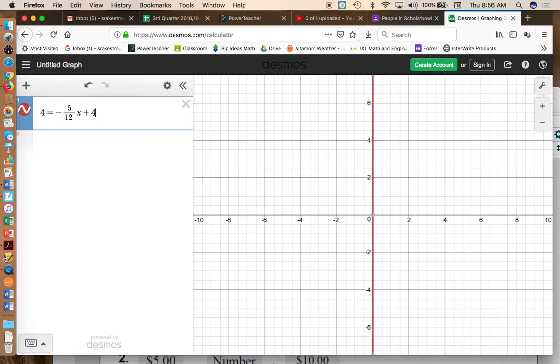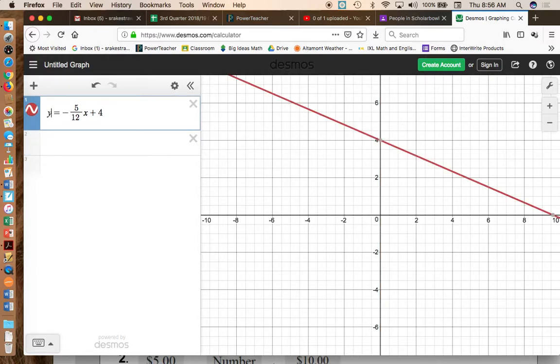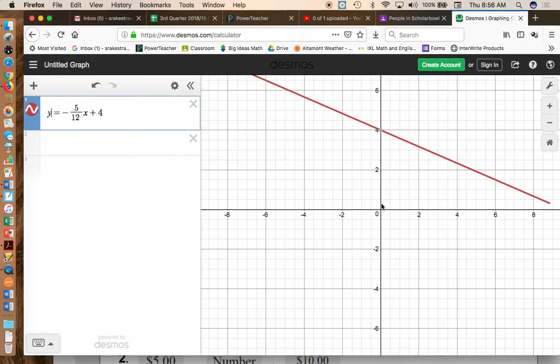Okay. Let's see if we can get it to. Did yours graph, kiddos? Shouldn't yours be y equals? Oh, yeah, that's what it was. I didn't put my Y over there. Thank you. There we go.